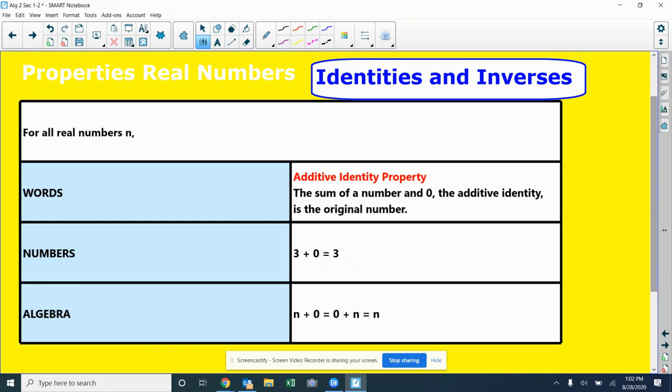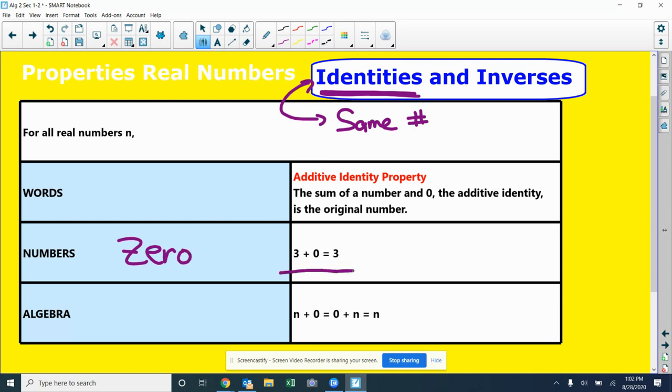All right, first thing is additive identity, okay? Now, I want you to write one word when you see identity: same number. And that's the key to identity. Identity means get the same number. Well, what the heck do we add to something to get the same number? 0. 3 plus 0 is 3. I get the same number back. So if you want to jot something down, it might help you. Identity means get the same number. What do I add to get the same number?